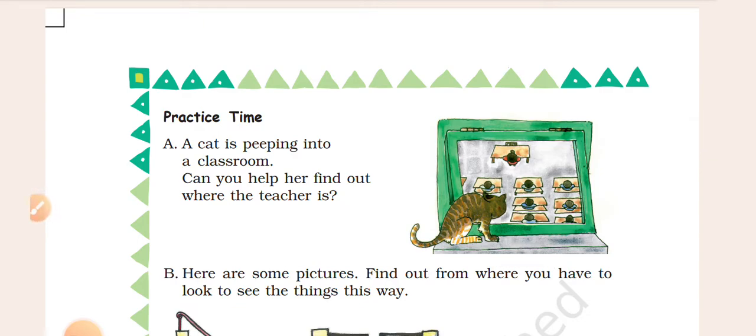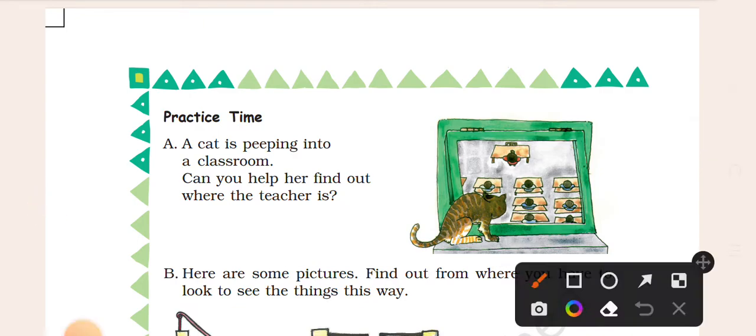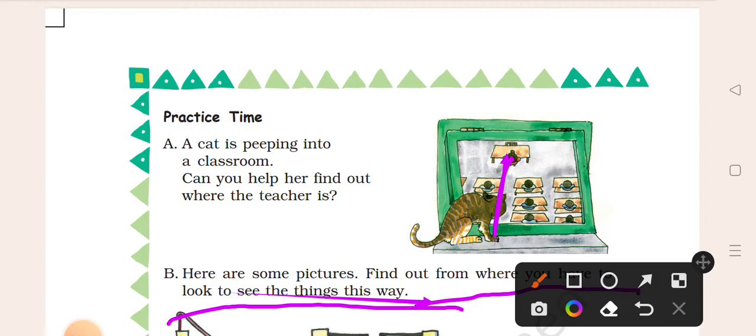Practice time. A cat is peeping into a classroom. Can you help her find out where the teacher is? The teacher is here. Here are some pictures. Find out where you have to look from to see these things this way.